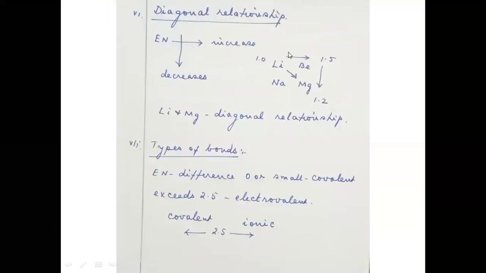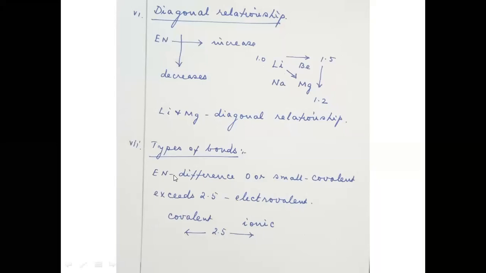Next one, the diagonal relationship. See, the electronegativity, when you move along the period, increases, and down the group decreases. So if you move along the diagonal, it will almost remain the same, because one step further increases, one step down decreases. So here it has increased, here it has decreased. So lithium and magnesium show almost equal electronegativity, and because of that, lithium and magnesium show a diagonal relationship. Their chemical behaviors are identical.